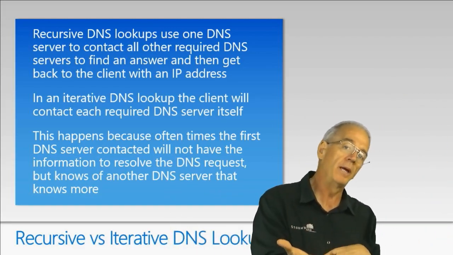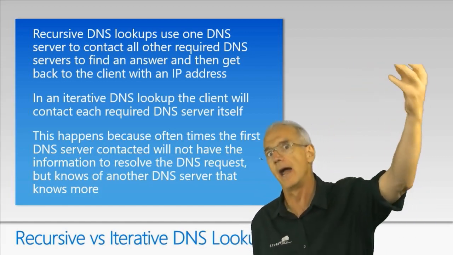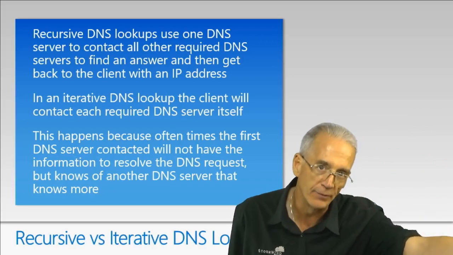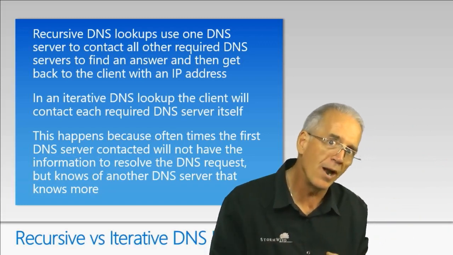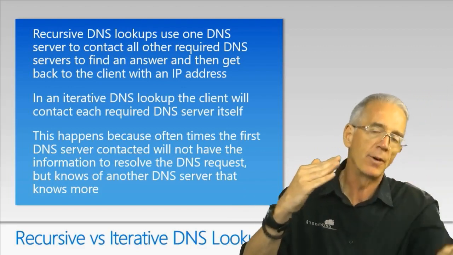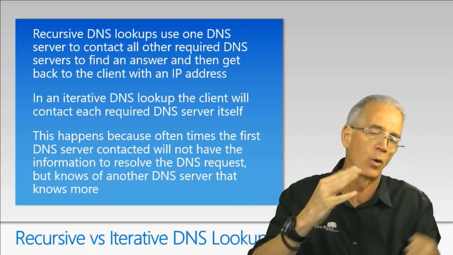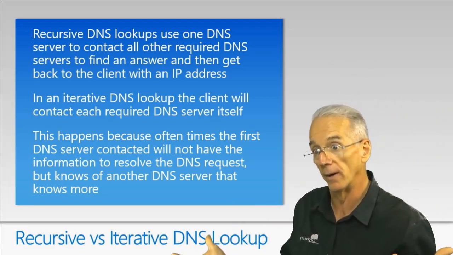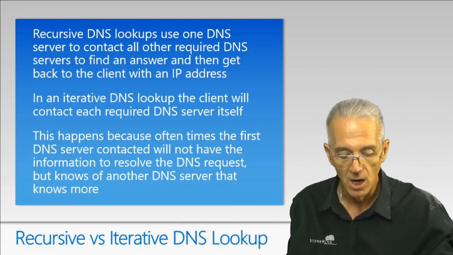So, oh, you tell me the root. Okay, so I have to go to the root. Oh, you're telling me .com. I have to go to .com. And that's the type of queries that DNS servers typically do, bouncing around trying to resolve. It's a series of iterative queries, but the clients typically request a recursive query. That's the big difference there.